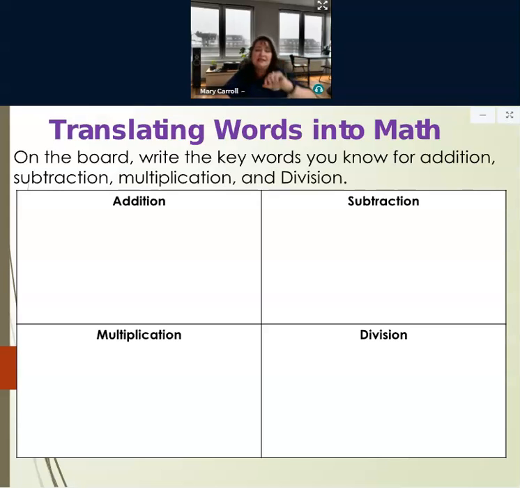Alrighty, so translating words into math. On the board, write some keywords known for addition, subtraction, multiplication, and division. So again, I want you to write these out on your page and make sure you're getting especially words like product and of, so that way you kind of get an idea of what they mean. Okay, pause the video.